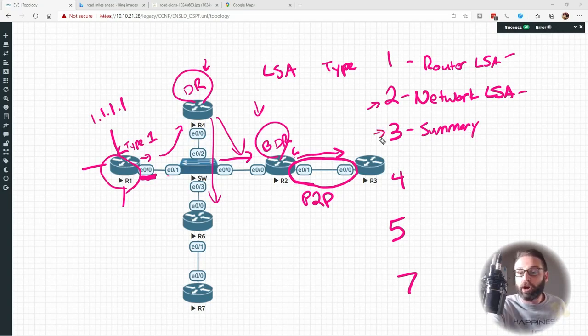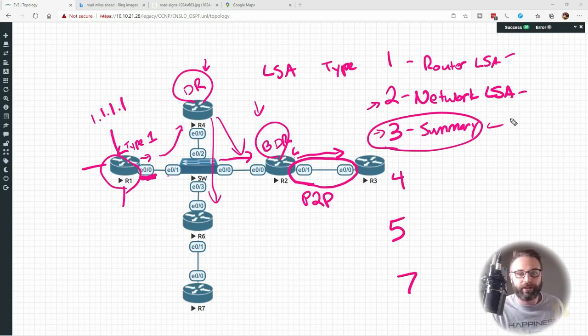It's very important to know, though, that the majority of the work that we do, of the engineering that we do, happens around the border of one area to the next and takes place with how we manipulate the summary LSA. The Type 4 and Type 5 LSAs are all about route redistribution.